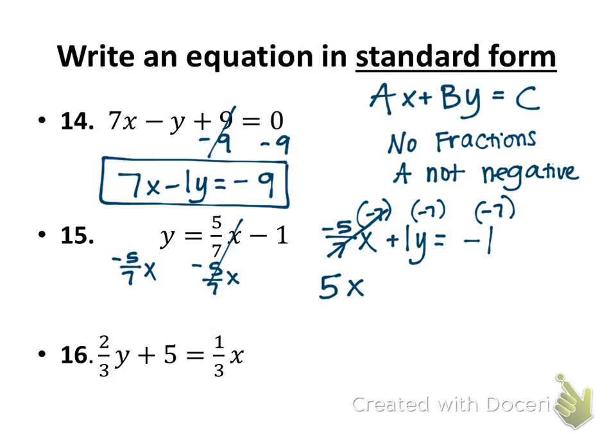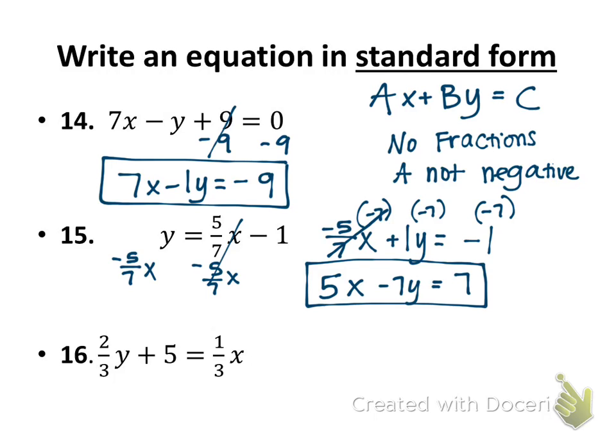Would I make that 35x? No, because the 7's cancel out. It's not multiplied by 5. Then negative 7y equals positive 7. Is it in standard form now? Yes, it is. ax + by = c, no fractions, and a is not negative.